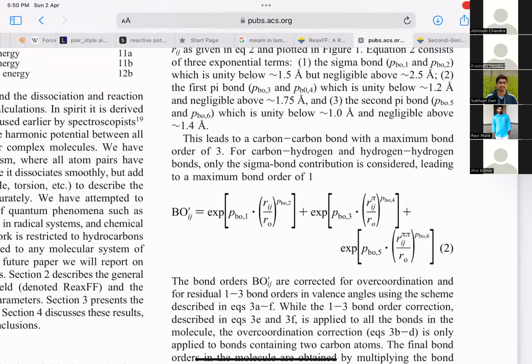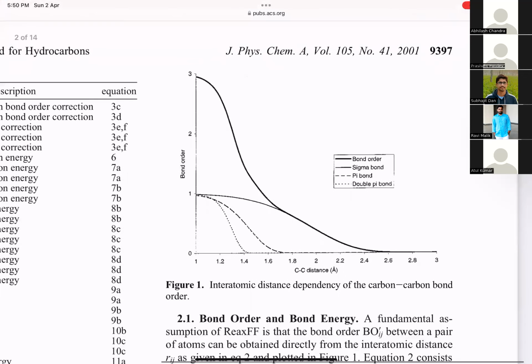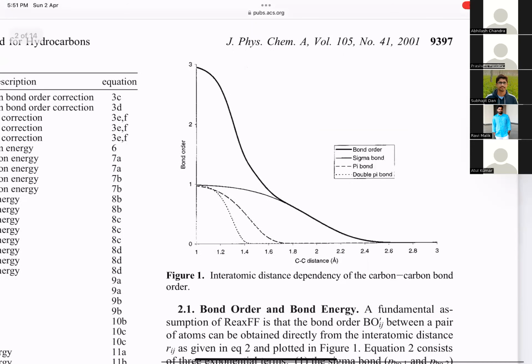One advantage of this reactive force field is that it is bond order dependent, and this is a third generation force field. It is different from the first generation force field in that, as you can see, up to 2 angstrom of distance you can still have a bond order. So it can calculate long range bond order corrections, and you can significantly see the transition states also. But for the first and second generation reactive force fields, those were short range bond order potentials, where you cannot observe for a very long distance.